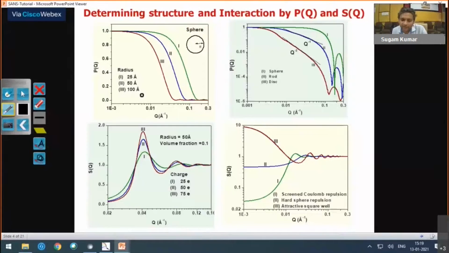one can model this S of Q to get different interactional parameters, like in case of a screened Coulomb potential, the charge, or different potentials depending upon the system. Say screened Coulomb potential will look like this, hard sphere repulsion will look like this, and attractive square well will look like this. We will see what kind of information from these curves can be obtained.